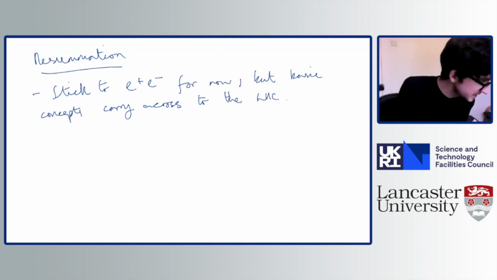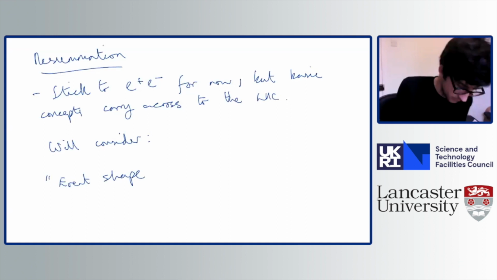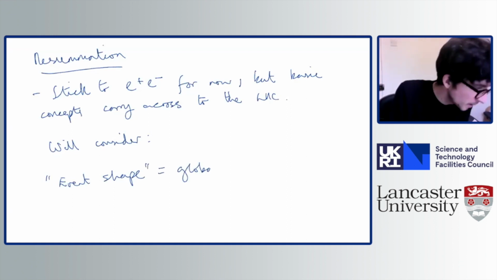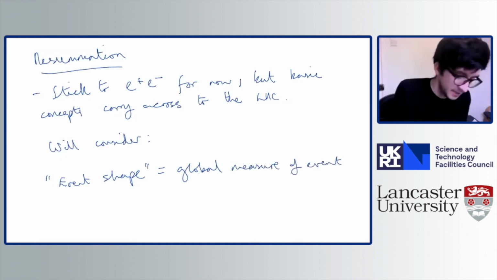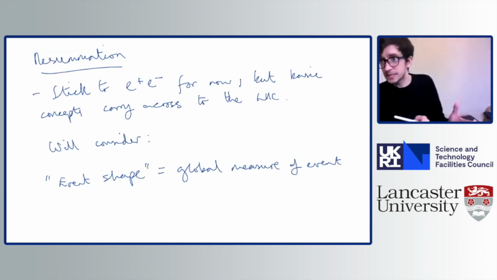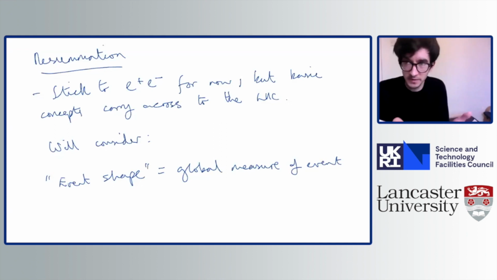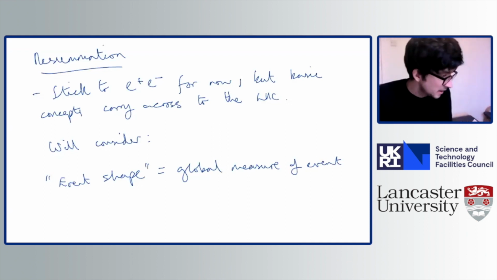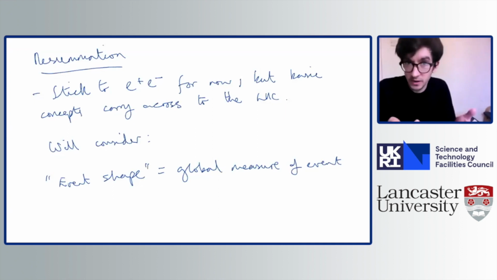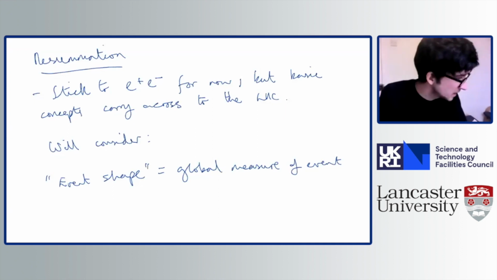And so what we're going to consider is something called an event shape. So let me define that. So this is essentially a global measure of the event, the collision event. And this is something which you can define either experimentally by taking the particles you actually experimentally measure and doing something with them, some sort of algorithm essentially, but also something you can do theoretically in terms of the kind of partons in your calculation.